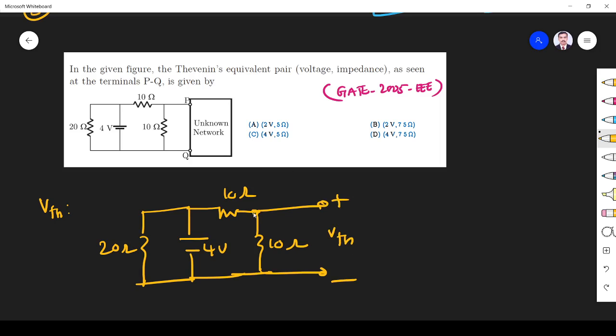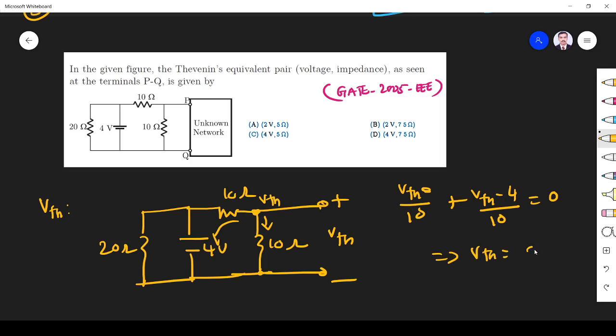So let us assume, if I want to find V TH here, I can find the voltage across this. So let me apply KCL. Let us assume the voltage at this node is V Thevenin. So I apply KCL for this branch: V Thevenin by 10, right? Plus for the next branch, V Thevenin minus 4 divided by 10 is equal to 0. This implies V Thevenin is equal to 2 volt. So we got V Thevenin.